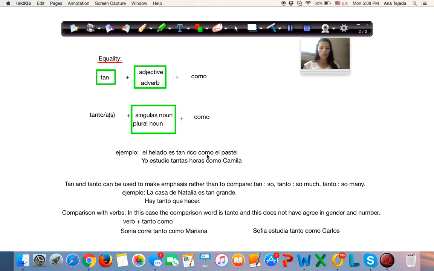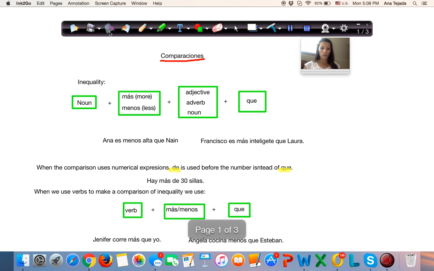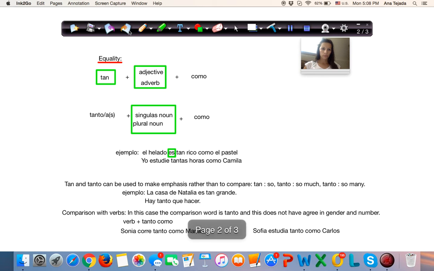El helado es tan rico como el pastel. Also, since we are given these adjectives and adverbs are used to give descriptions, you're going to have the verb ser right before the tan. Okay? It's just like we did before when we were comparing. Here, when we were using adjectives, adverbs, and nouns, since we were giving descriptions, we have the verb ser before the más and the menos. So with adjectives and adverbs, you're going to have the verb ser before más, menos, or tan.